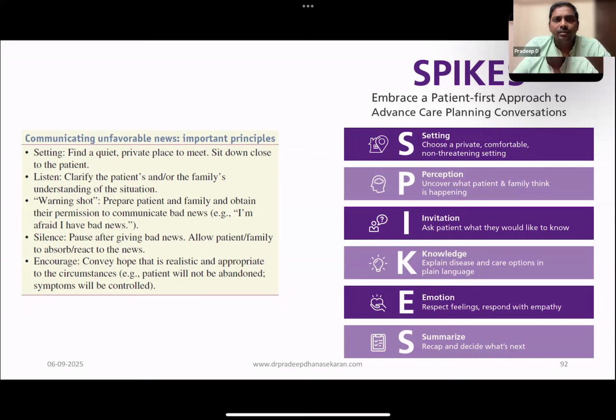Then you tell the disease. Then you explain the disease in detail. And finally, you respect their emotion and respond with empathy. And finally, you summarize: you recap what we all spoke, and then you design what's next. So this is how we routinely do breaking bad news.